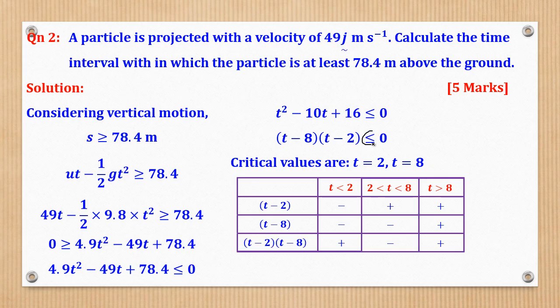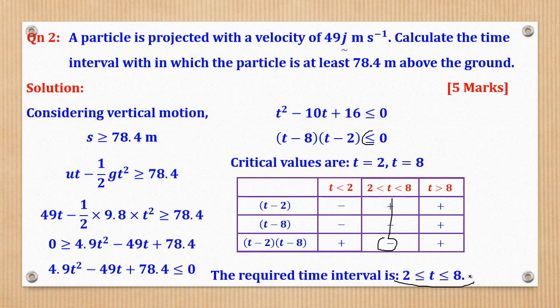So this inequality says less than or equal to, meaning we want the negatives, which is this. So you conclude that the required time interval is from 2 to 8, and that's what they wanted.